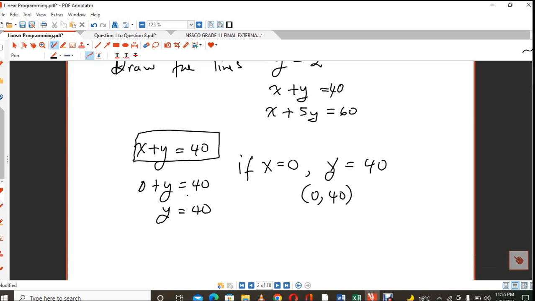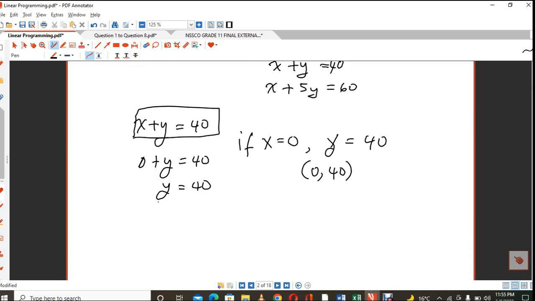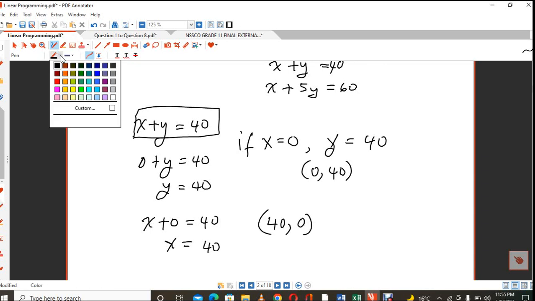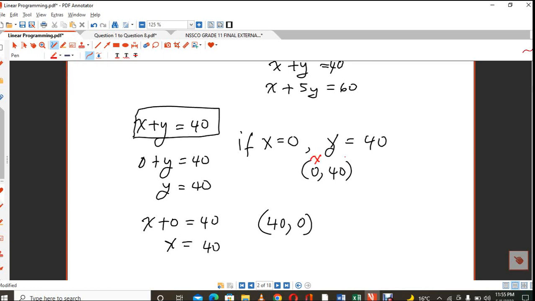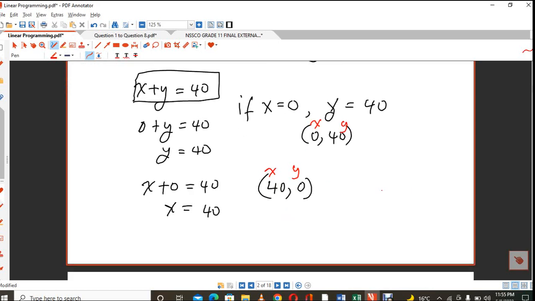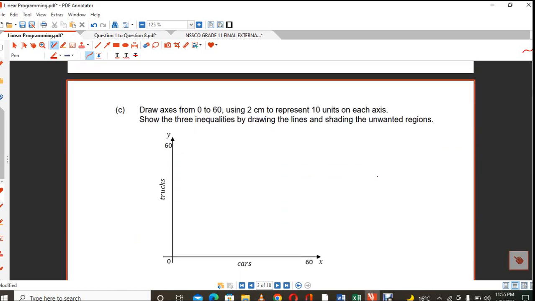So it's the dual intercept method. Then you do the same. If y is equal to 0, then you realize that x will equal 40. That means x is 40 and y is 0. And these are the points that you can plot. It should not be very difficult to plot these points on the grid. If my grid looks like that, I'll have a 40 somewhere here, and a 40 somewhere here.